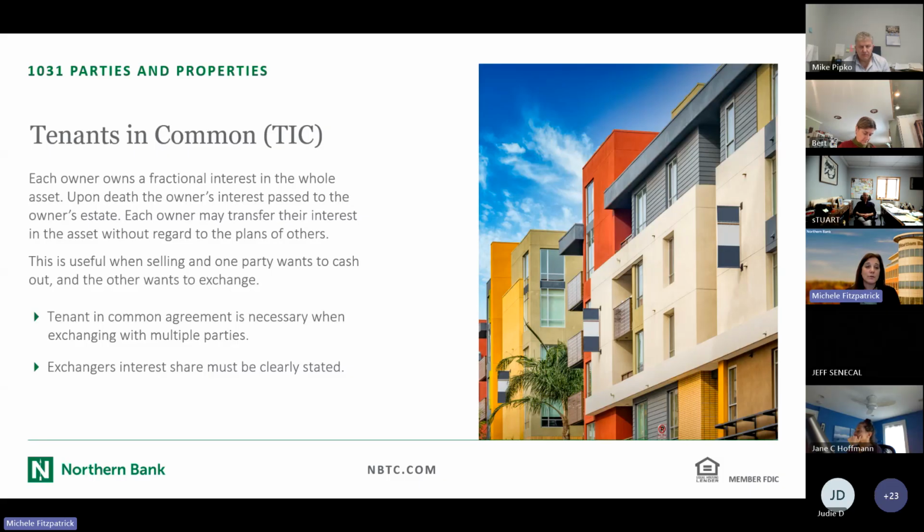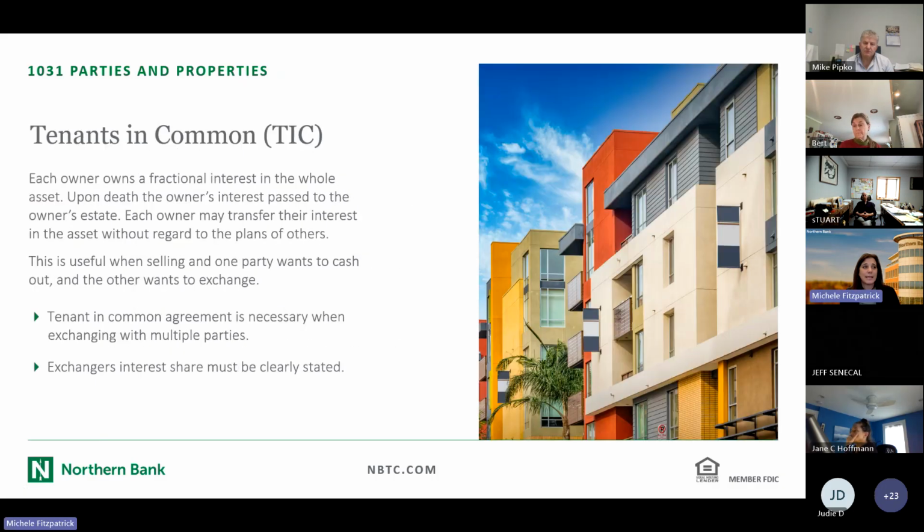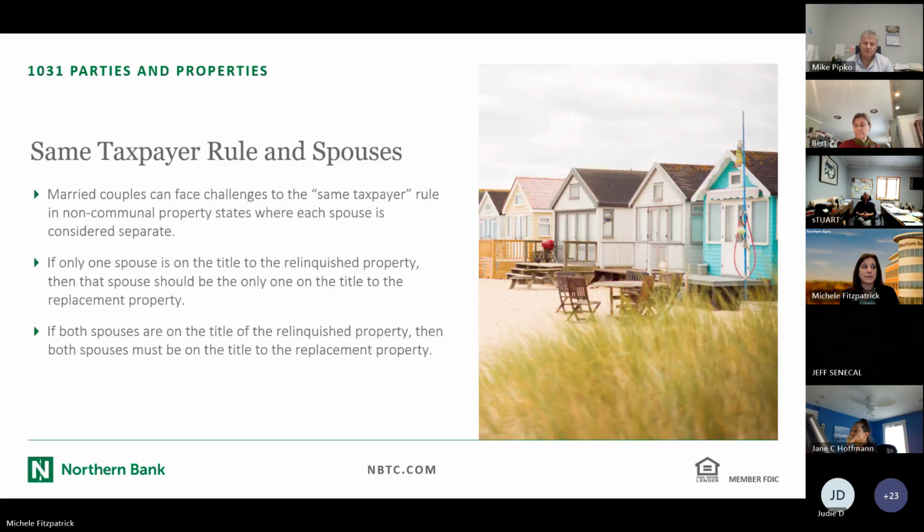What we always recommend with tenants in common is that you have an agreement that states exactly who the parties are and exactly what their interest is in that property. So that's really important. Does anybody have questions about tenants in common?